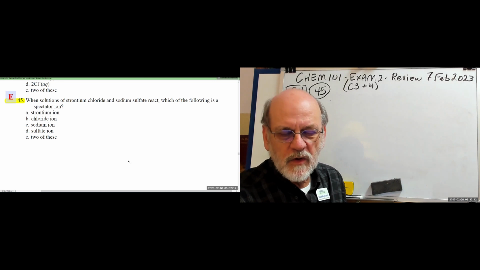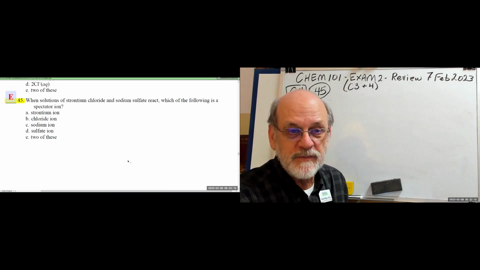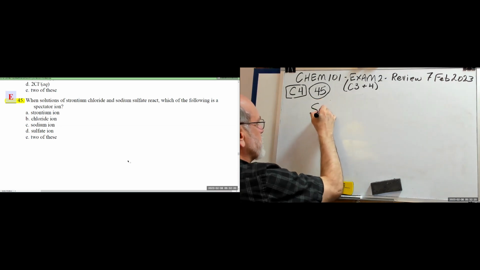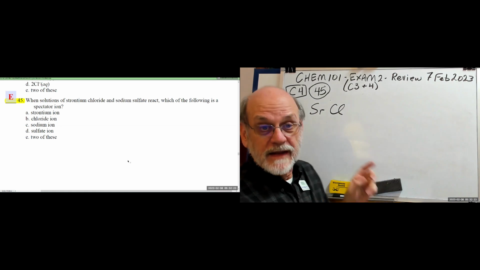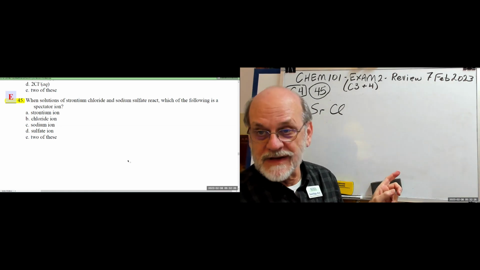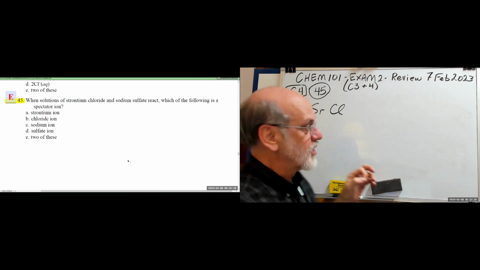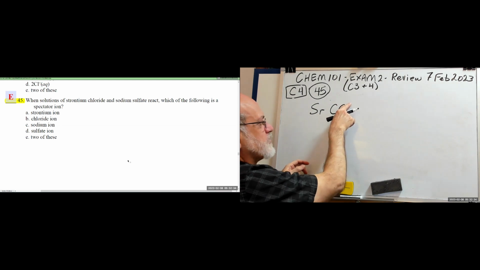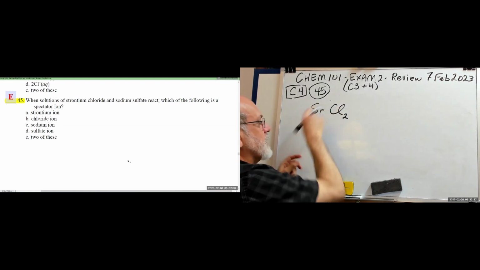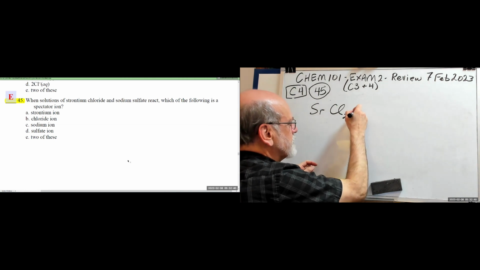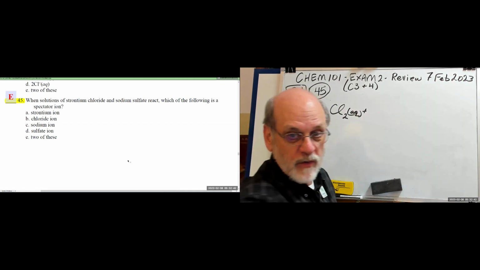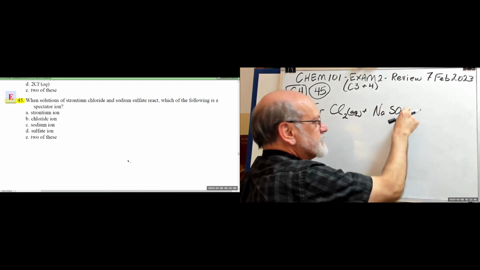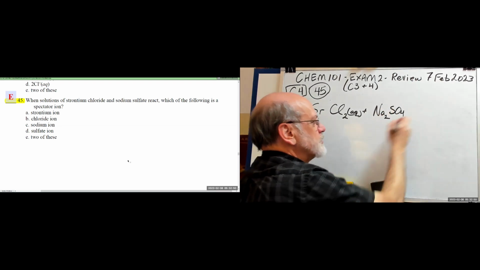When solutions of strontium chloride and sodium sulfate react, which of the following is a spectator ion? All right, strontium chloride. Now, where's strontium? Strontium is an alkaline earth. It has a 2+ charge. So that means we need 2 chlorides. 2 times the -1 balances a 2+. Right? So this is an aqueous solution, and we're reacting it with sodium sulfate. This is a 2-, that's a 1+, so we need 2 sodiums there.